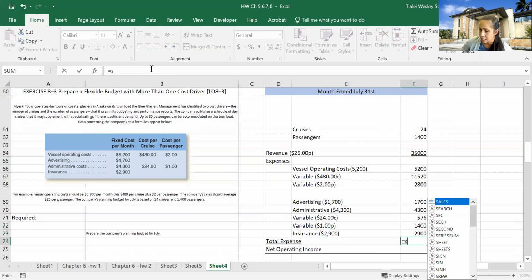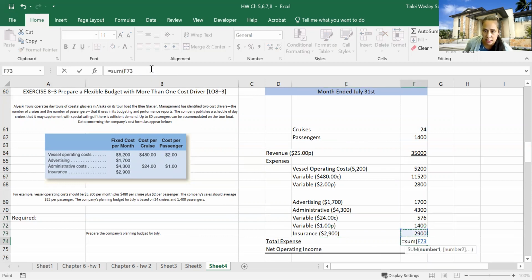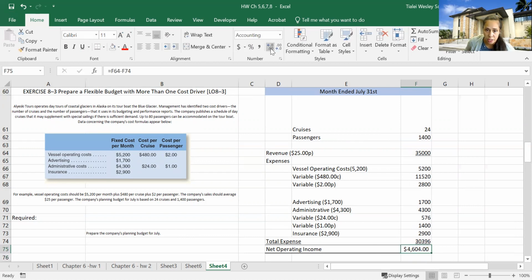And I can total up my expenses. I'll sum all of the expenses. And my net operating income will be revenue, and we'll subtract our total expenses. And that's our answer. With two cost drivers, we can now create a flexible budget with more than one cost driver.